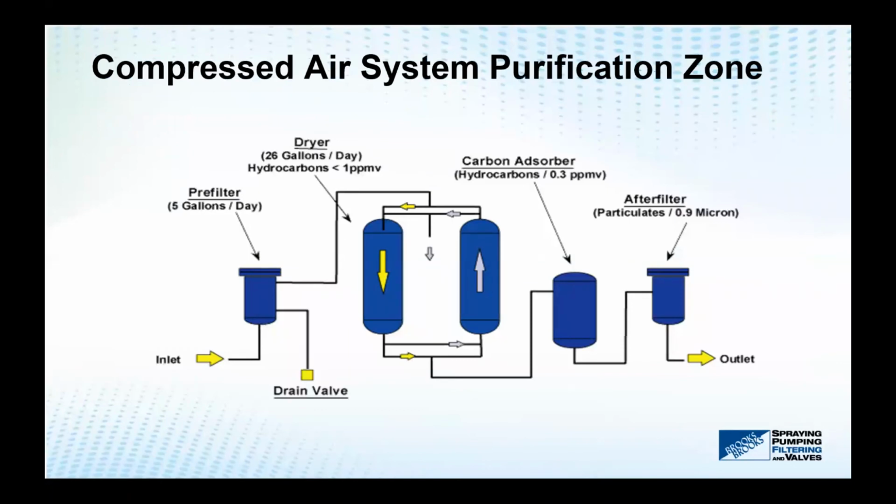Now we're going to get into the second zone of air purification. The first zone was removing ambient air particles and bulk liquids, and now we're getting into the polishing stage of compressed air purification. Typically that consists of a coalescing filter and some sort of dehydration system, so it could be a refrigerant dryer or desiccant dryer. In certain circumstances, we would put a carbon absorber if you don't want any hydrocarbons, and an after filter. We'll go through each one of these gradually.